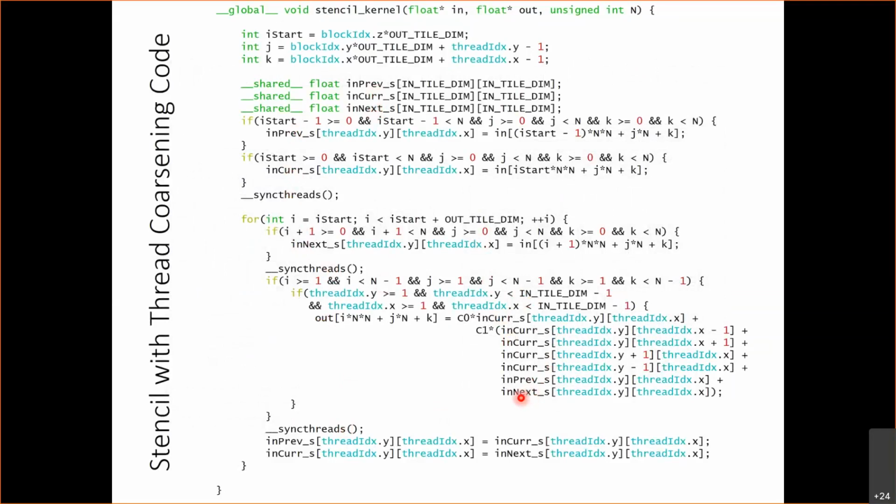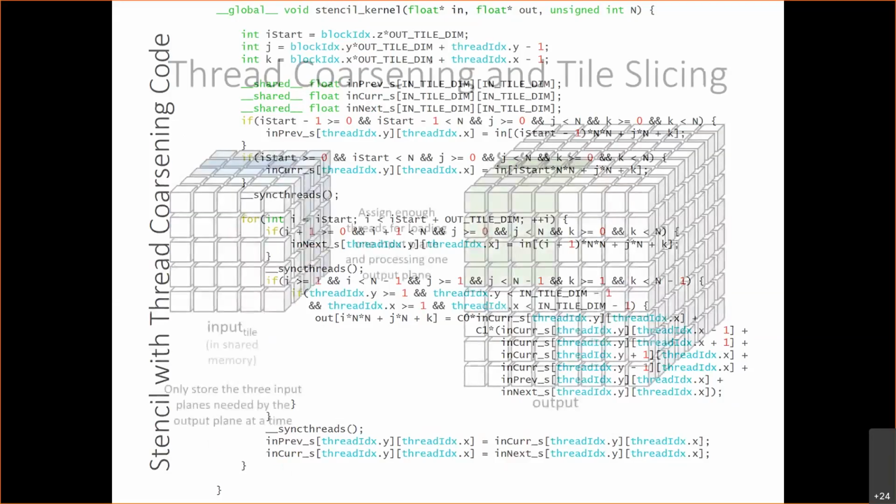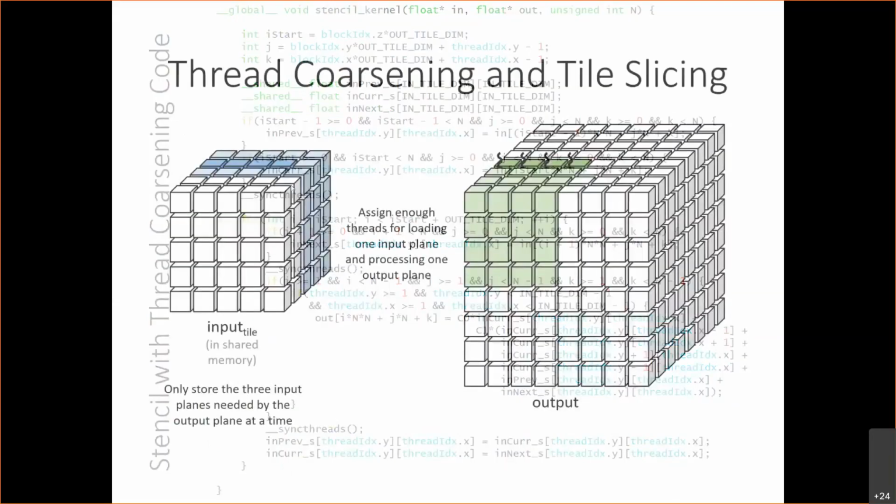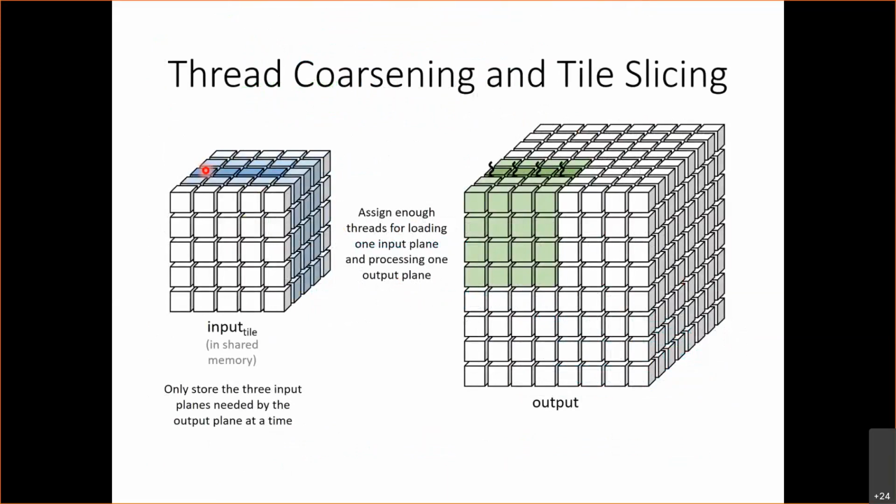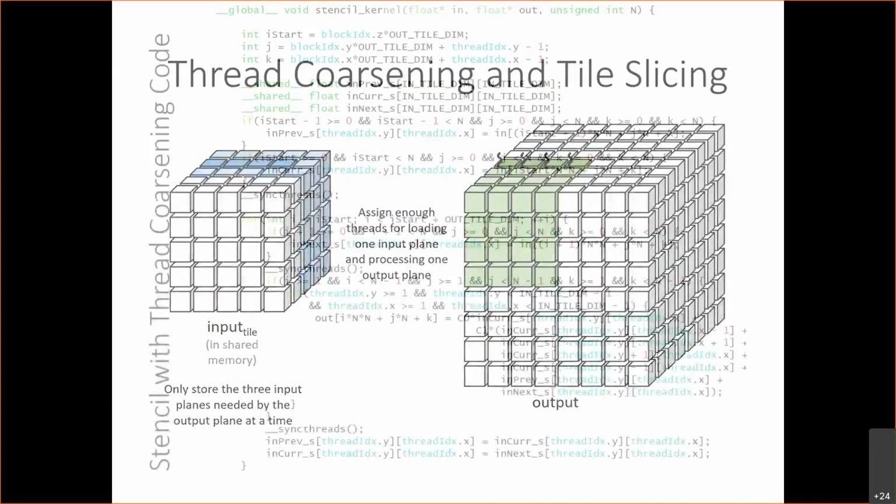And then when I'm done with that, I move the current plane to the previous plane. I move the next plane to the current plane. And at the beginning of the iteration, I load the next plane again. So what that means is my next plane becomes my current plane on the next iteration. My current plane becomes my previous plane on the next iteration, and the only new plane that I need to load is this additional plane over here. The other two are common across iterations.